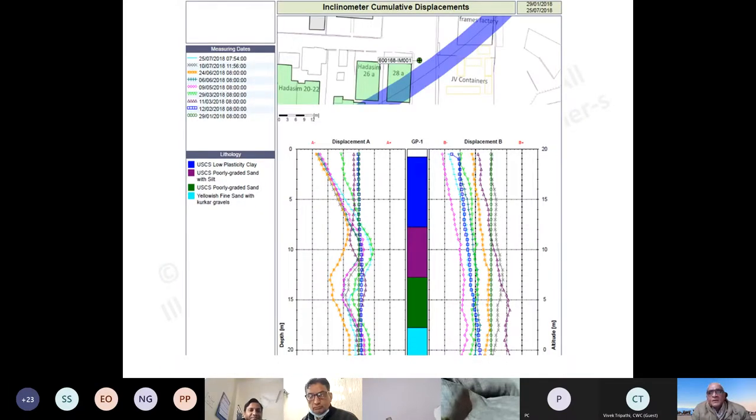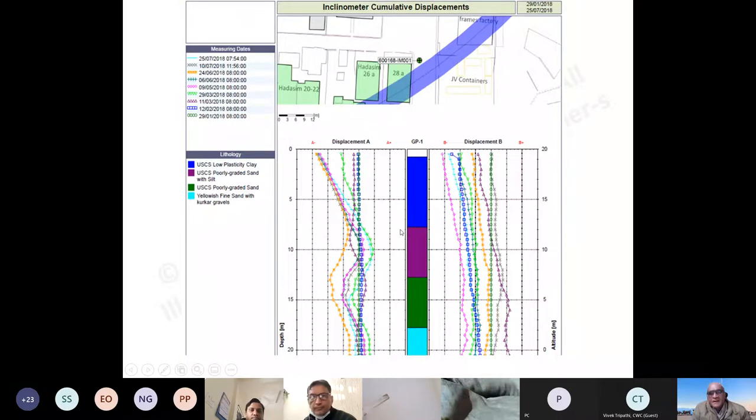You see here the inclinometer. If you see an inclinometer, it will give you an idea not only of the displacements in the A and B directions, it will also give you simultaneously an idea of the geology. For example, blue is USCS low plastic clay, then poorly graded sand, silt, everything. The hole is located over here. It shows here, there's a plant layout. It will give you the hole located over here, and an idea of the geology.